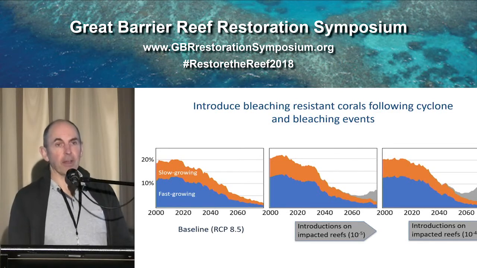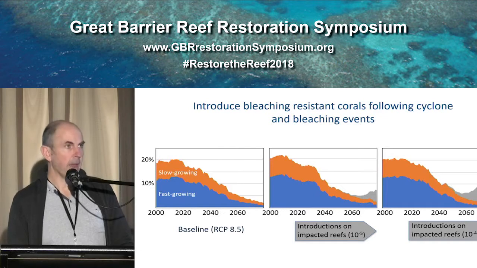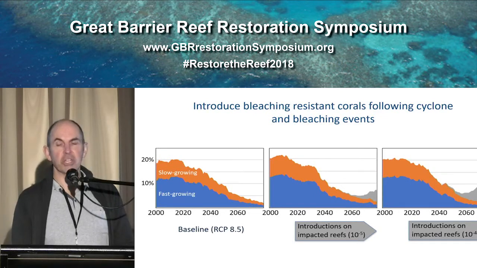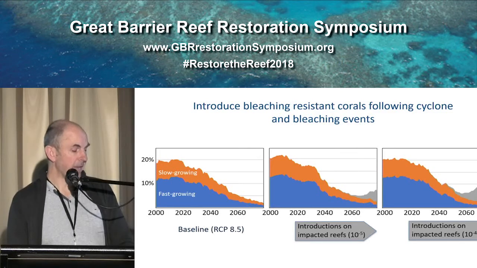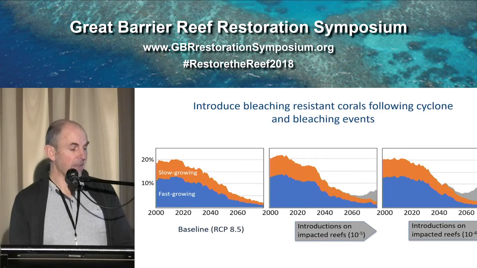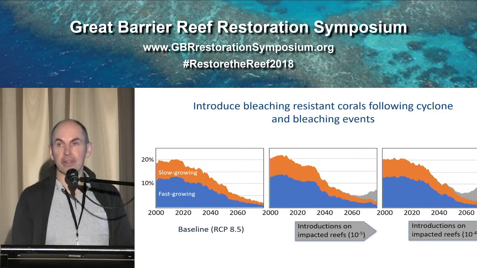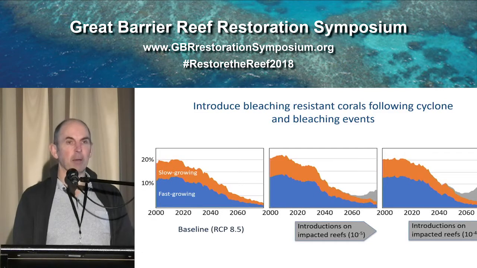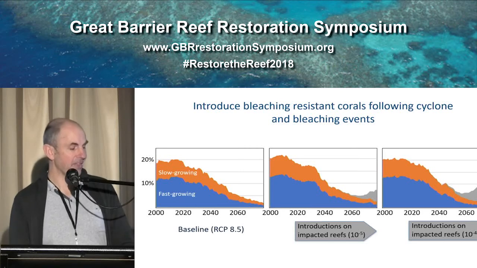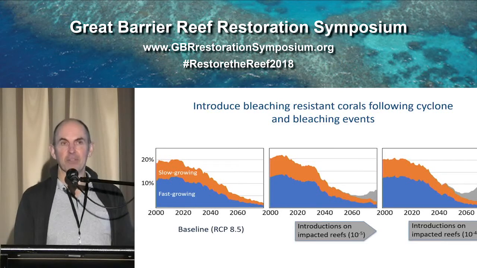And here's a slight variation on that, where we're introducing the same sorts of bleaching-resistant coral, but basically every time there's a major bleaching or cyclone event, we go out and seed on those reefs that have been decimated. And again, depending on what density you seed at, you'll get different outcomes. This might be good if you think what you're introducing is replacing what was already there. But of course, if that coral represented some weedy thing that you weren't keen about, then maybe even that's not a good outcome. But it gives you a sense of what scale that intervention needs to be to make an impact.